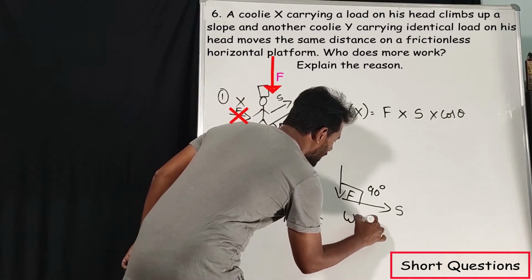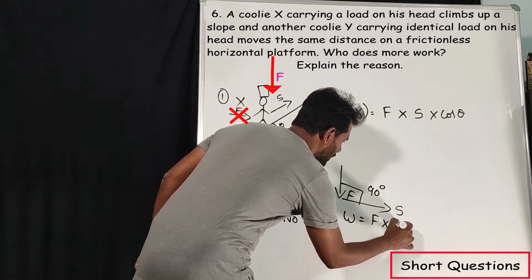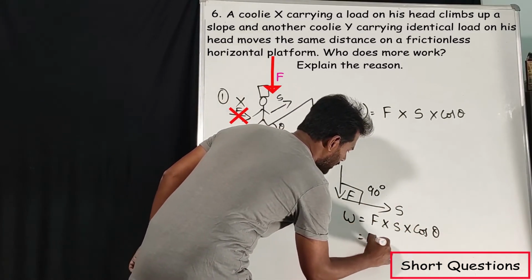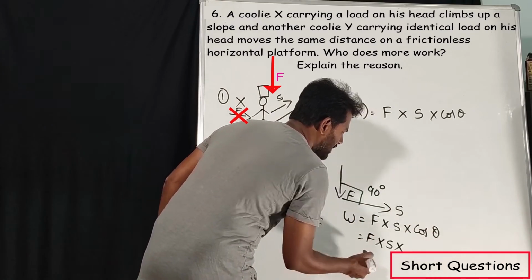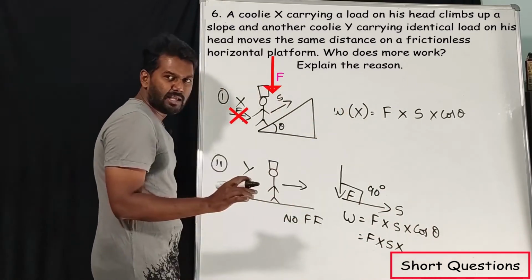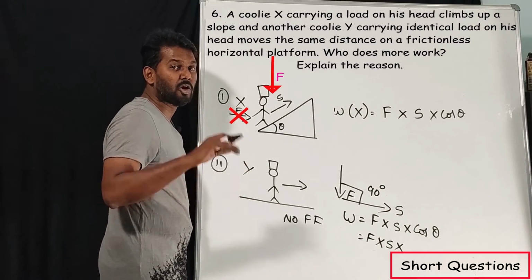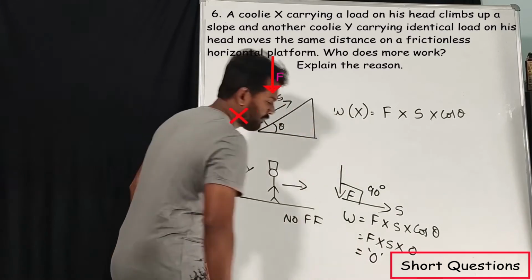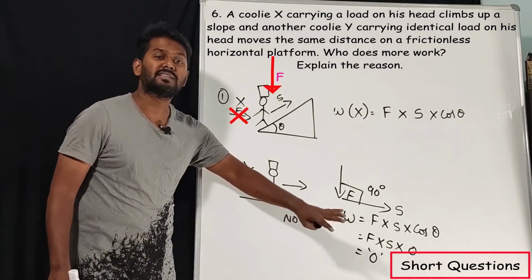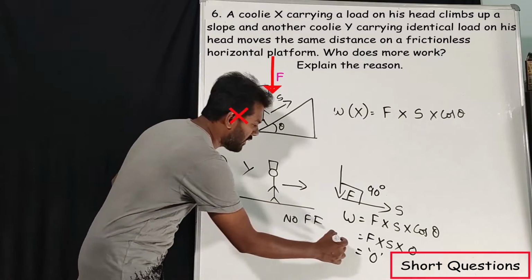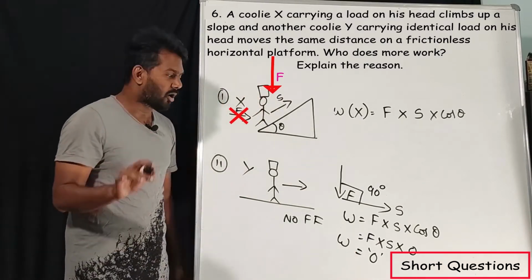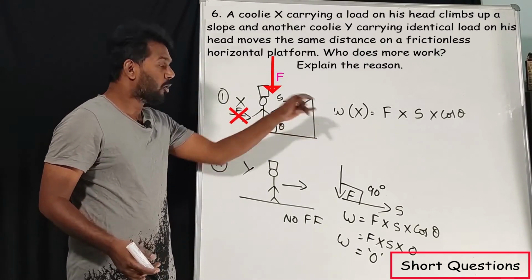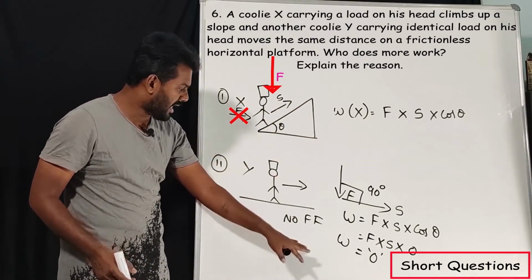So what will be the work done? W is equal to F into S into cos theta. This is the normal formula. What is cos theta? Theta is 90 degrees. What is cos 90? Cos 90 is equal to 0. Anything multiplied by 0 is 0. So there is no work done. What is the work done value? 0. Compare these two. Who has done some work? Coolie X has done more work than coolie Y.